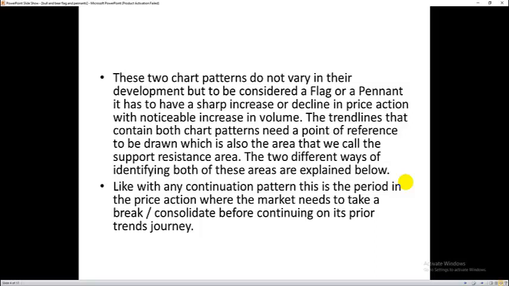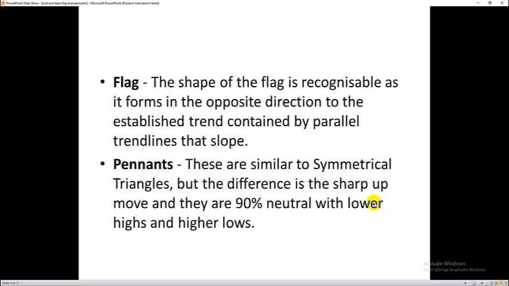Okay, so if it breaks out up, that means the prior trend was a bullish trend. But if it breaks down, that means the prior trend was a bearish trend, so it will continue down. Okay, it does not just go one way. It has to stop, rest, and then continue the journey. That's how it works. Now, flag. The shape of the flag is recognizable as it forms in the opposite direction to the established trend, contained by parallel trend lines and slope.